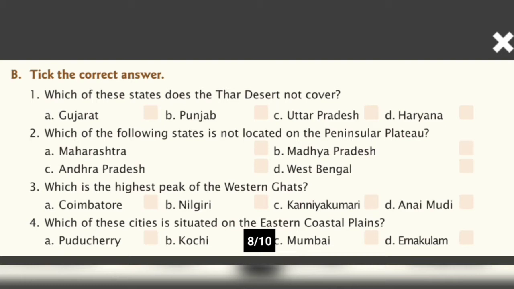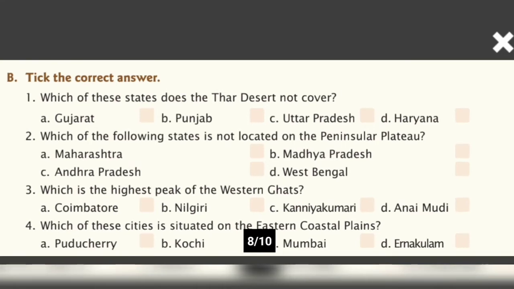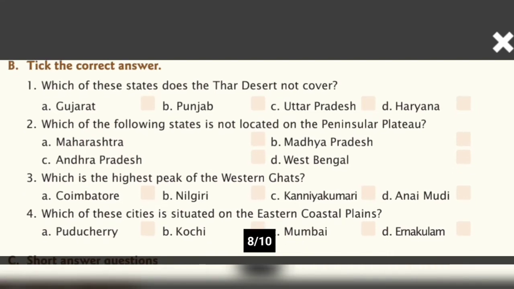So we have learnt, right? So Thar Desert starts from Gujarat and extends till Punjab and Haryana in the north, right? So which state does the Thar Desert not cover? Yes, very good. That is option C, Uttar Pradesh. Done. Now shall we go for second question? Now see the second question.